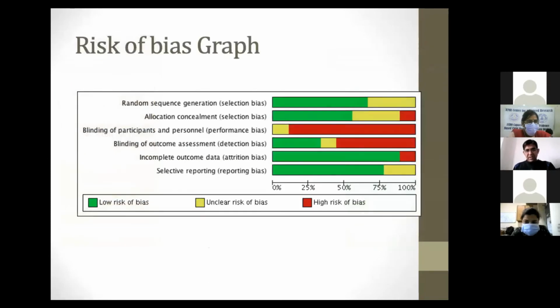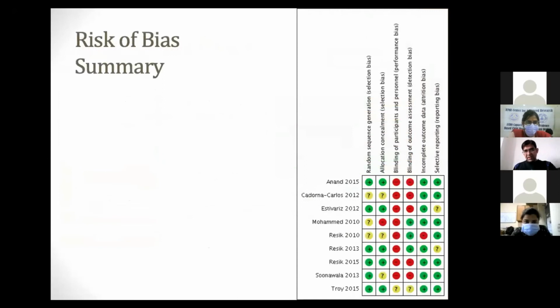So this is a risk of bias summary graph that is being generated using RevMan, and this is a traffic light plot, and this can be generated using either RevMan or Microsoft Excel. So these are the ways to represent various forms of risk of bias in the studies that are included in a systematic review.